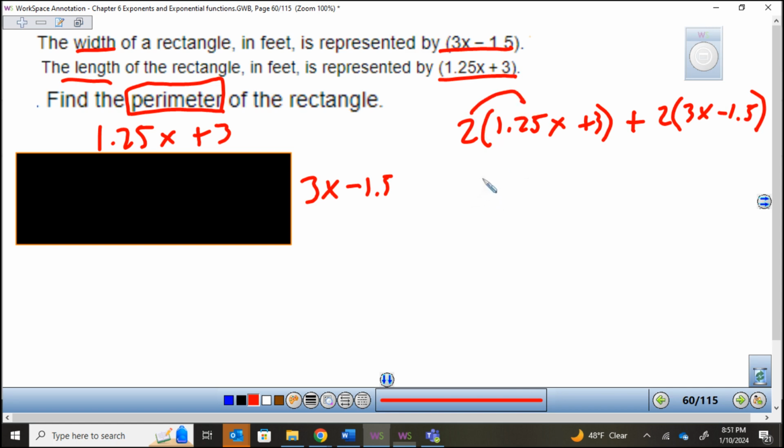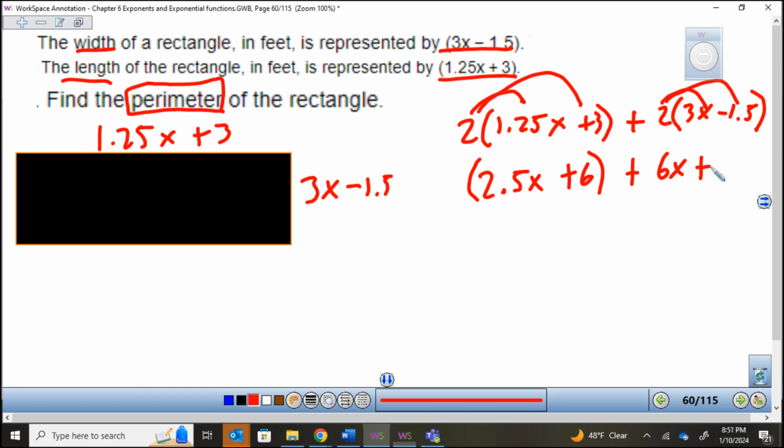2 times 1.25x, which is going to give us 2.5x. Then 2 times 3 gives us 6. Let's keep the parentheses around this to keep everything clean. Now go plus 2 times 3x is going to give us 6x. And 2 times negative 1.5 gives us negative 3. Oh, I almost put a plus there. Minus 3. Alright, watch those negatives, guys.